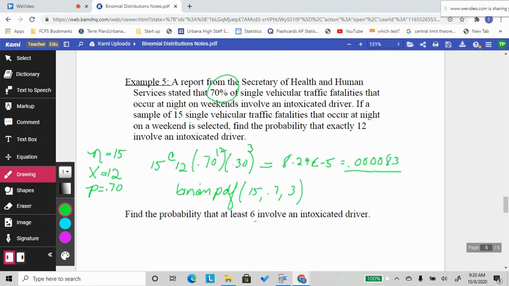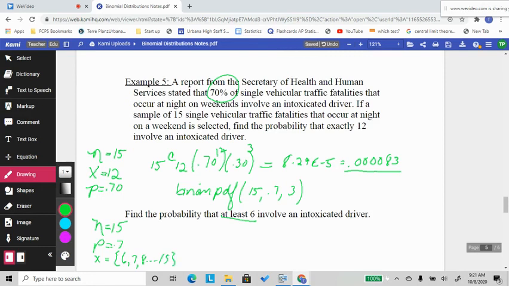Okay, so let's try this last one. At least 6, n is 15, p is still 0.70, and then you want at least 6. So 6 is going to be 6, 7, 8, all the way to 15.